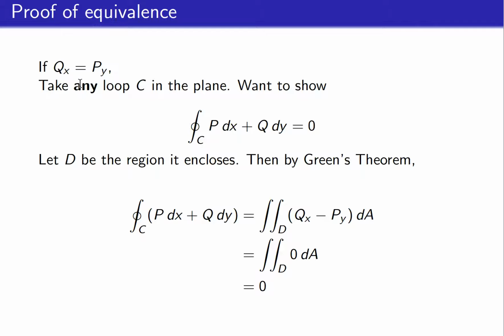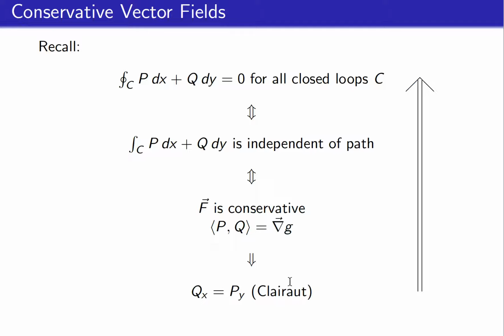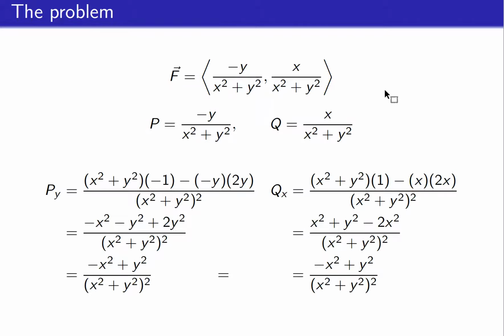So if q sub x equals p sub y, then this integral is 0, and it looks like this implies that. There's only one problem with this. It's wrong. Or at least it's a little naive. There's a wrinkle in this argument that I need to address, and that is, I actually have a counterexample.